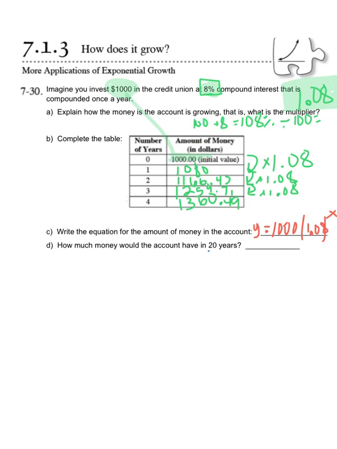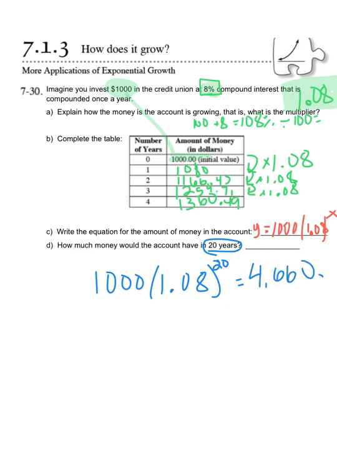Last question, how much money would you have in 20 years? So we take our equation, 1,000 times 1.08. And instead of doing to the x power, we do to the 20th power for 20 years. There is a graphing calculator app you can use, or you can use the website desmos.com to do an exponent of 20. So in my calculator, I'm doing 1.08 to the 20th power, and then multiplying that by the $1,000 that I started with. And so in 20 years, I end up with $4,660.96 in my account.